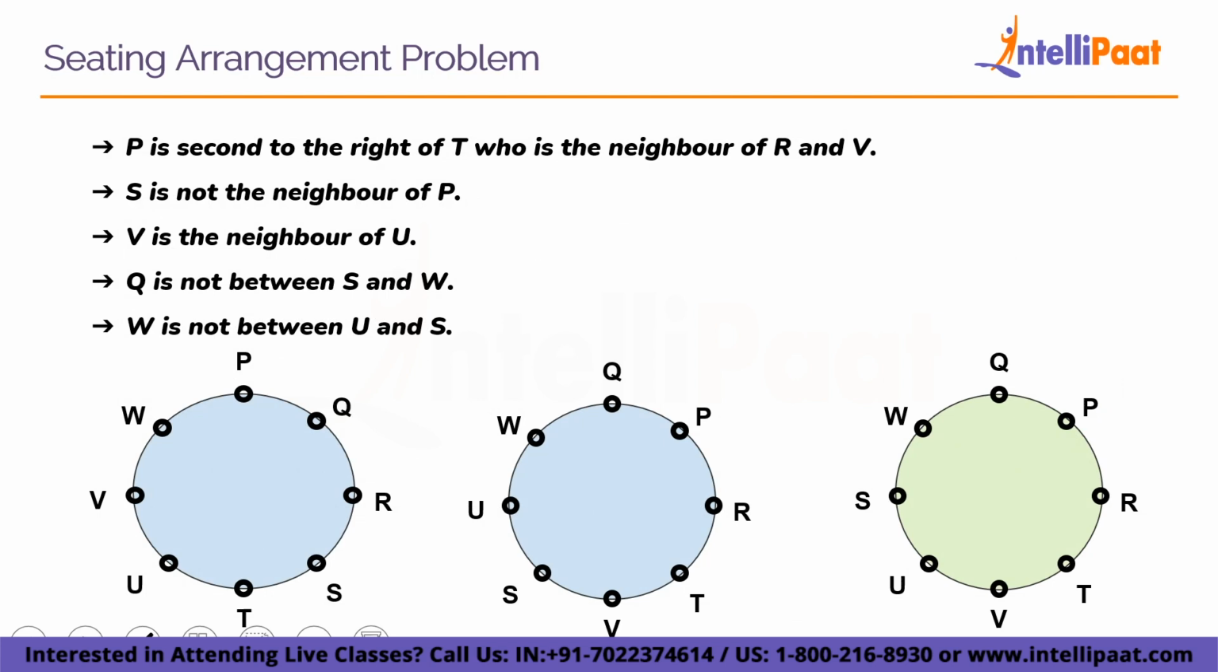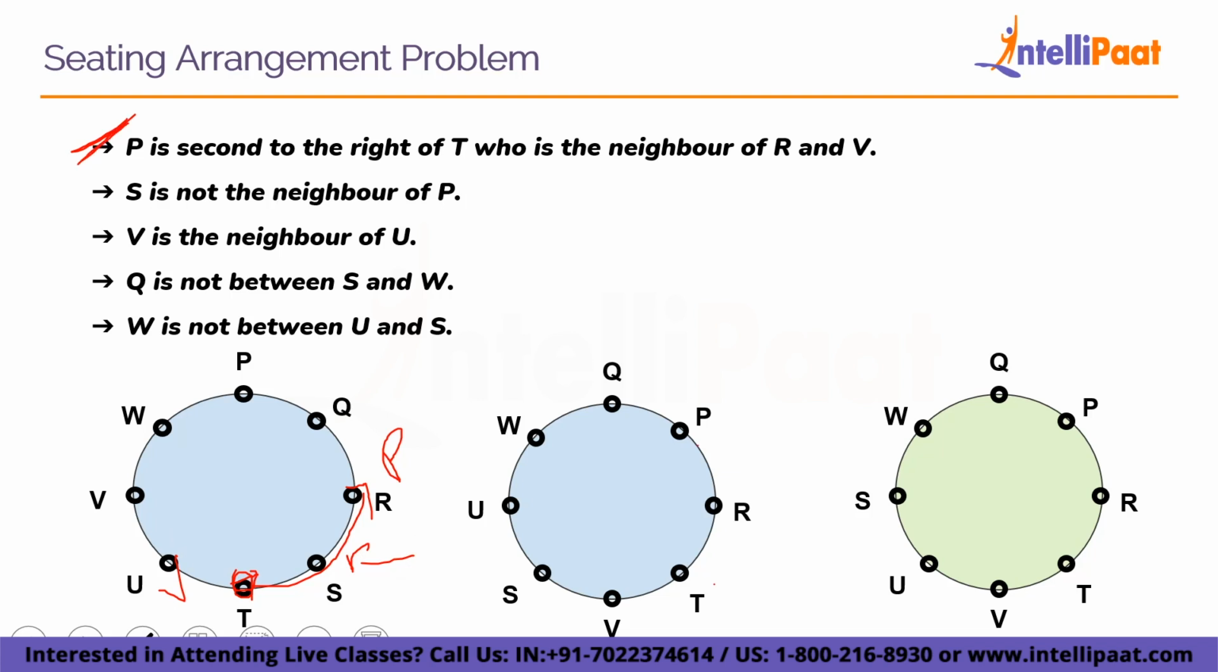So using our first information, which says P is second to the right of T, who is the neighbor of R and V. So it says that P is second to the right of T, right? So T is somewhere here and P should be second to the right, meaning P should be somewhere here, right? And following it says T is the neighbor of R and V, which means T is also the neighbor of R and V, right?